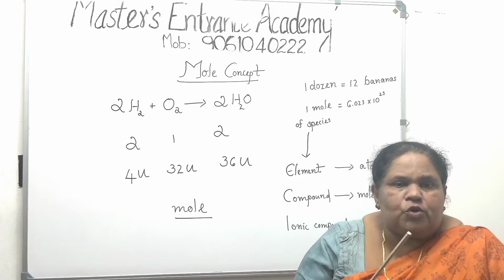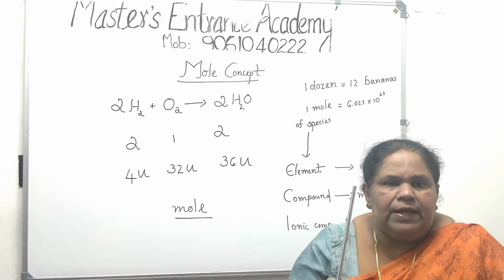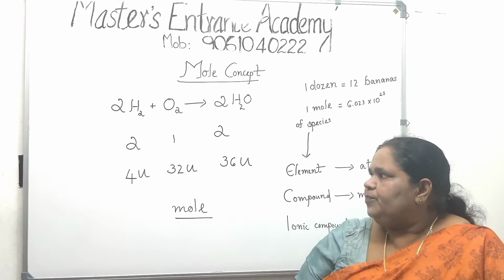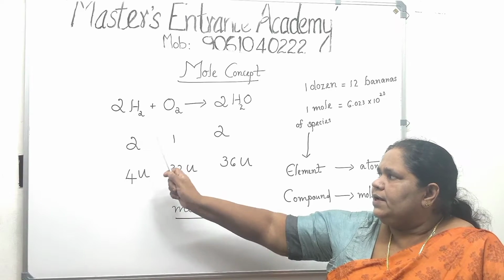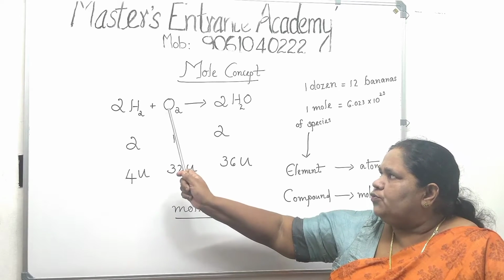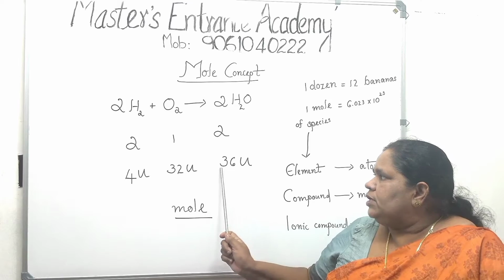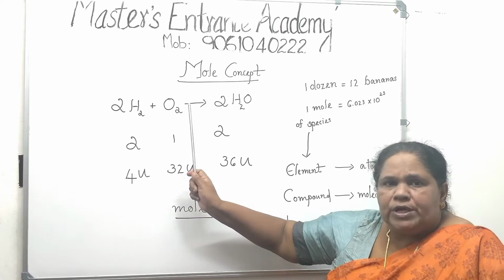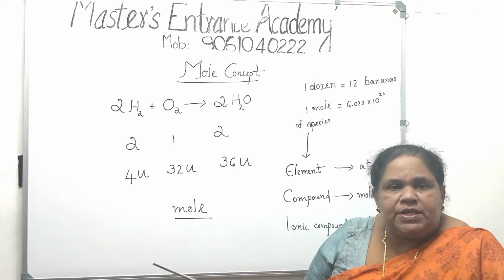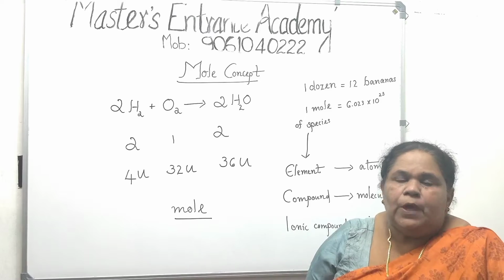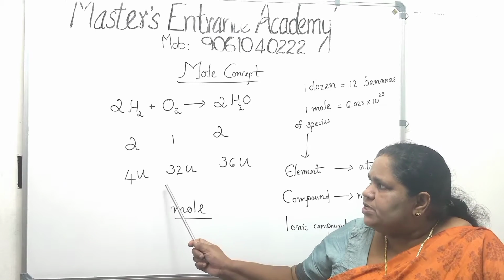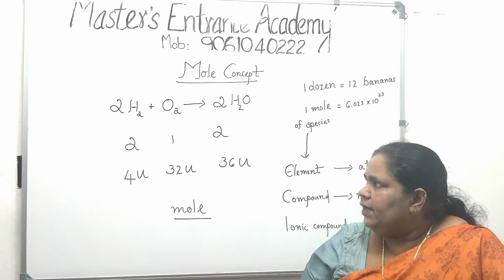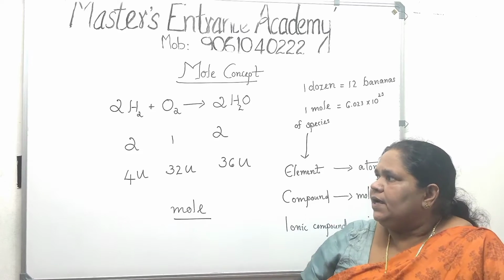If the same question is given to somebody else, he or she may give the answer as 4 units of hydrogen react with 32 units of oxygen to give out 36 units of water. So here the same equation can be expressed in two different ways. Both ways of expressing this chemical reaction are correct. So actually here two interpretations are there.